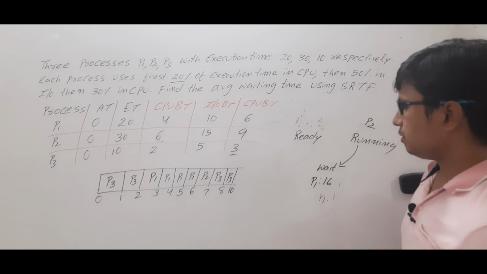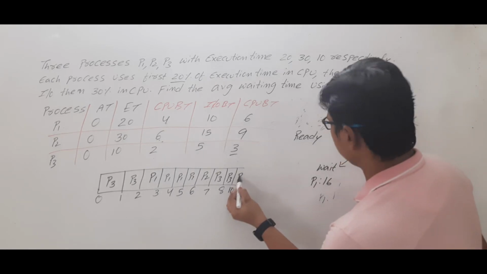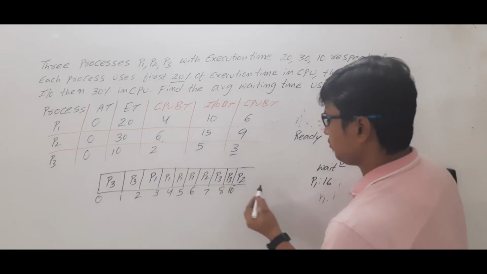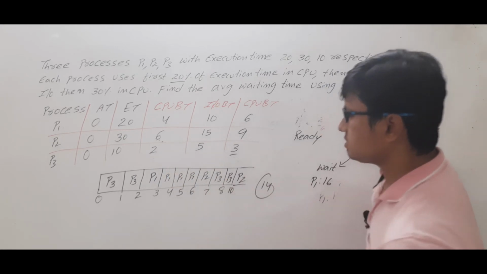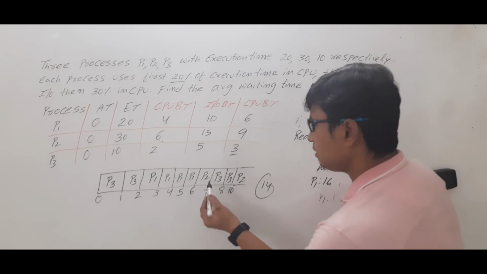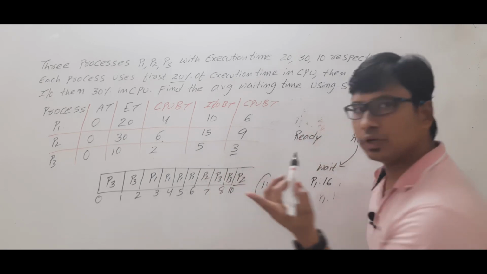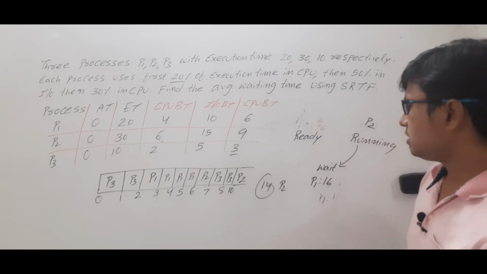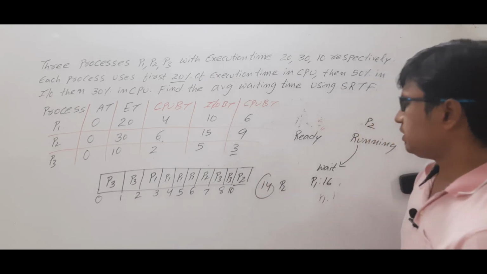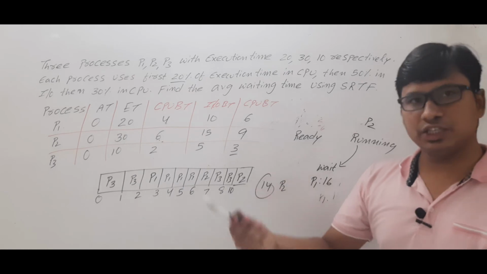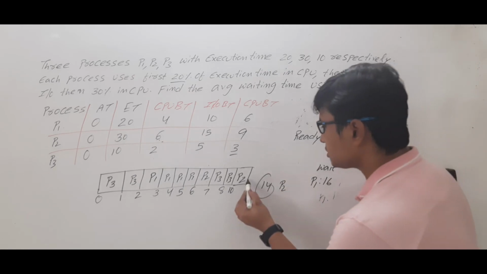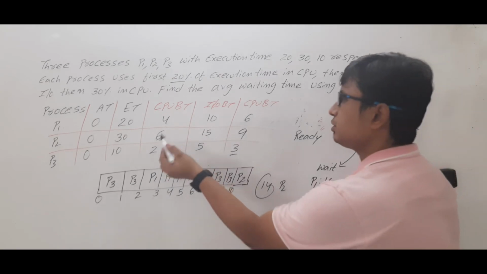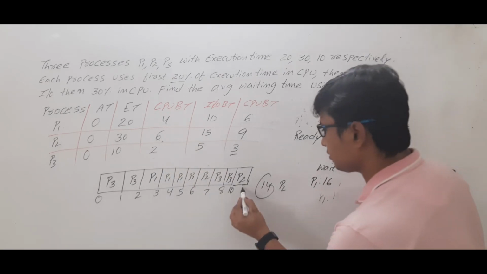Now process P2's remaining burst time is 14 units. Am I right? Because the total burst time is 15, and we have run process P2 till now for only 1 unit of time. So process P2's remaining burst time is 14 units. Process P1 will come at 16 units of time, so process P2 can run for 5 more units of time. Is it clear?